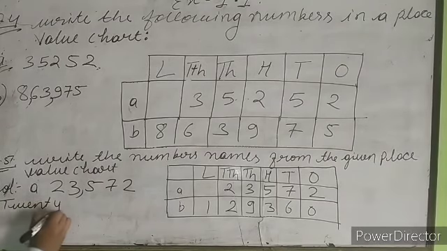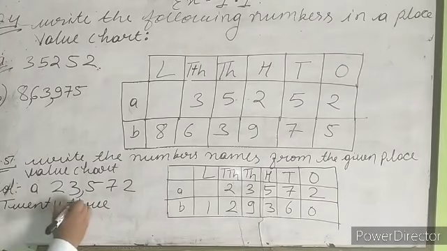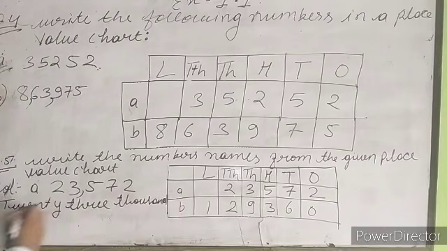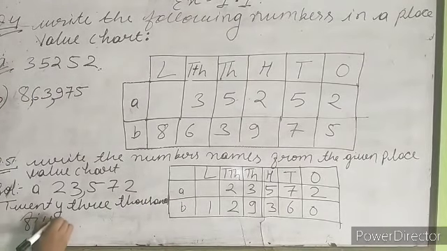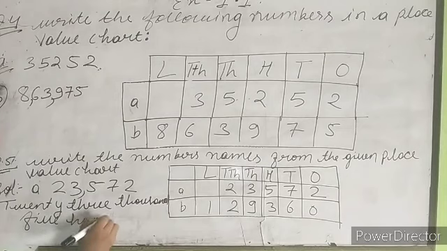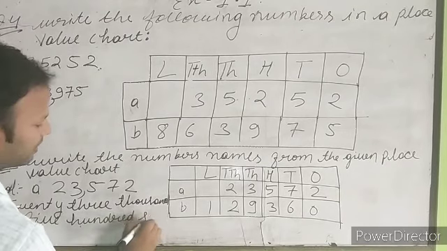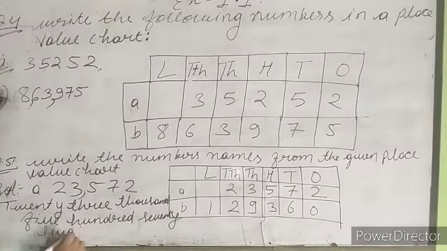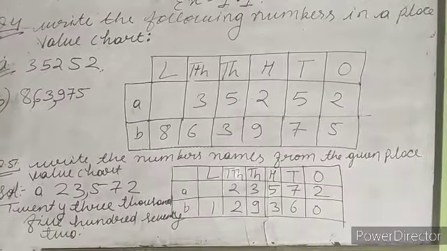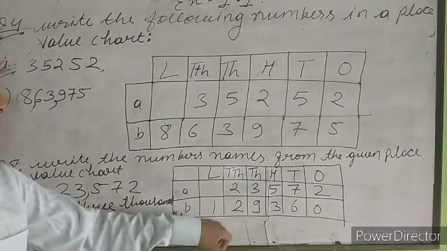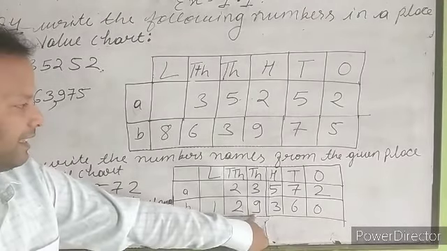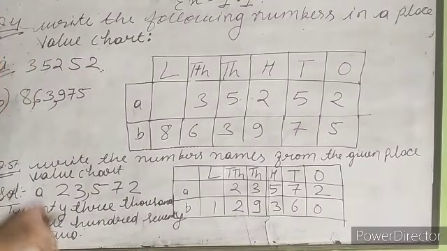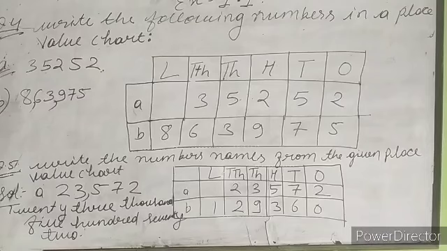So what is here? It is written 23,572. Hope you understood. Similarly for the B1 also, here it is 1,29,360. Okay. So now we will come to the next question number 6.